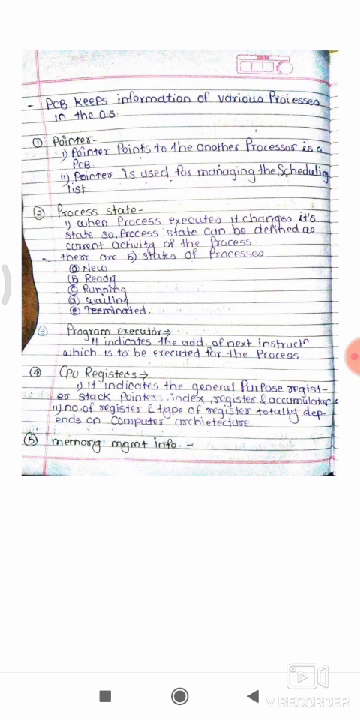The next one is the CPU register. It indicates the general purpose registers, stack pointers, index registers, and accumulator. The number of registers and type of registers totally depends on the computer architecture. That means how many registers and which type of registers depends on what type of computer system you are going to use. That is the CPU register.